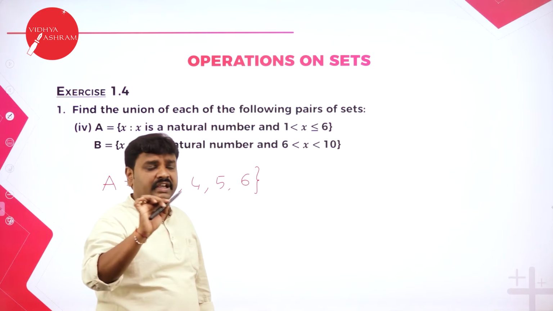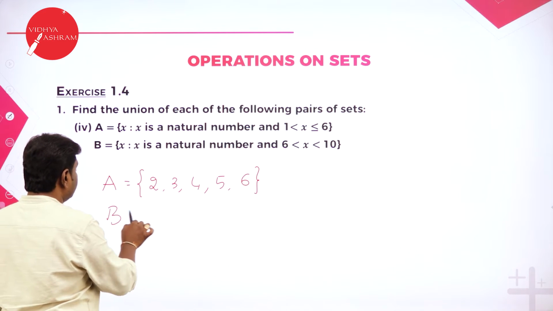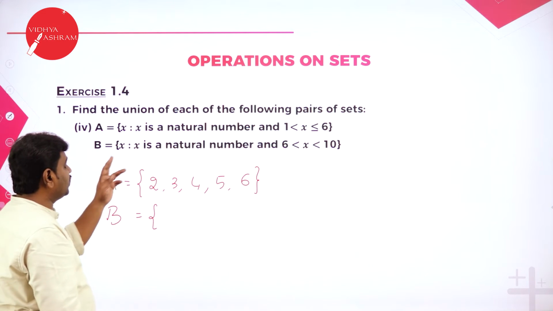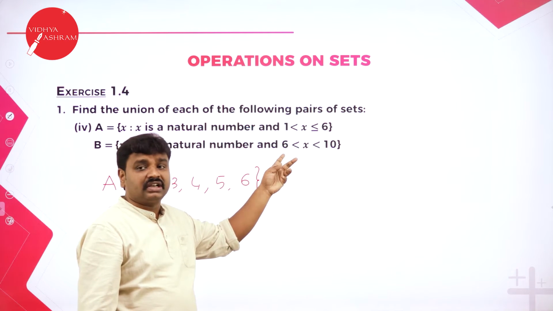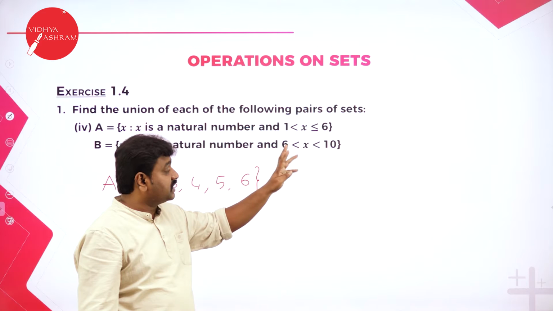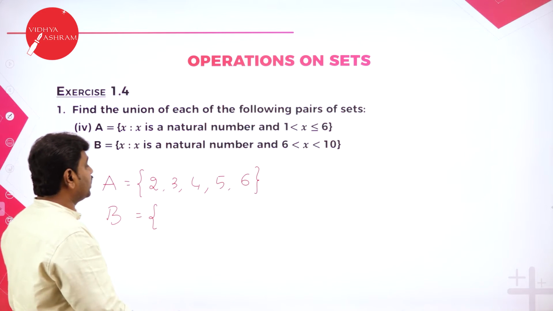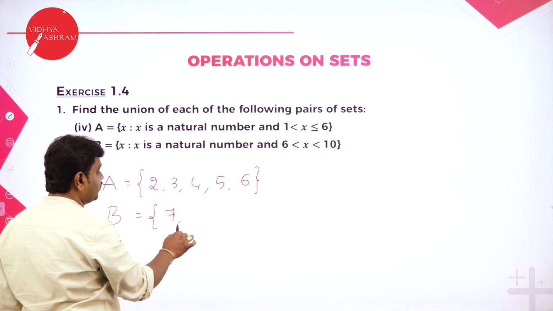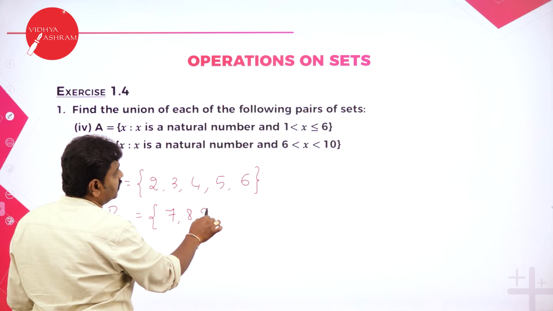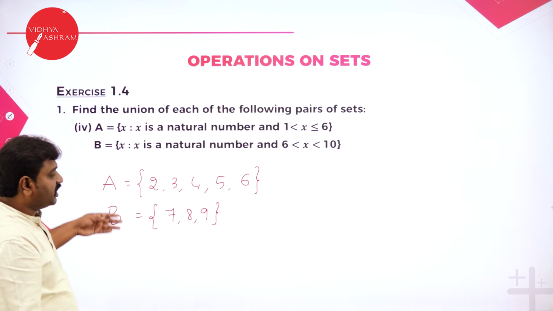So now I wrote A. Then I need to write B. What is B? B is the set containing x such that x is a natural number and x lies between 6 and 10. x is strictly greater than 6 and strictly less than 10. So write the natural numbers greater than 6 and less than 10. What is the natural number greater than 6? 7, then 8, then 9, and I cannot write 10. They told strictly less than 10. I wrote A and B.